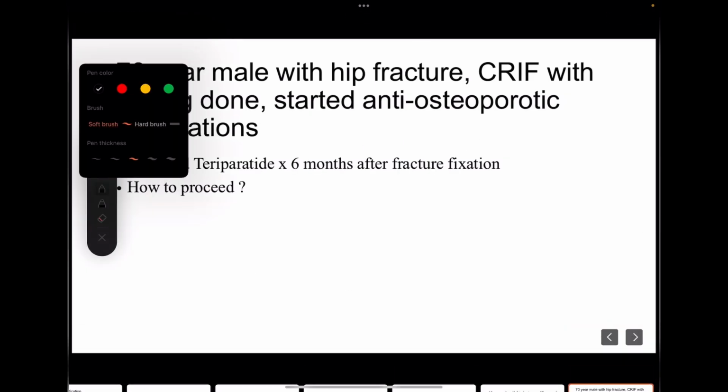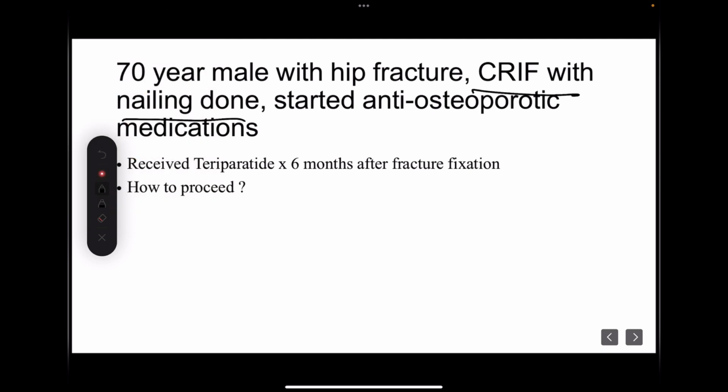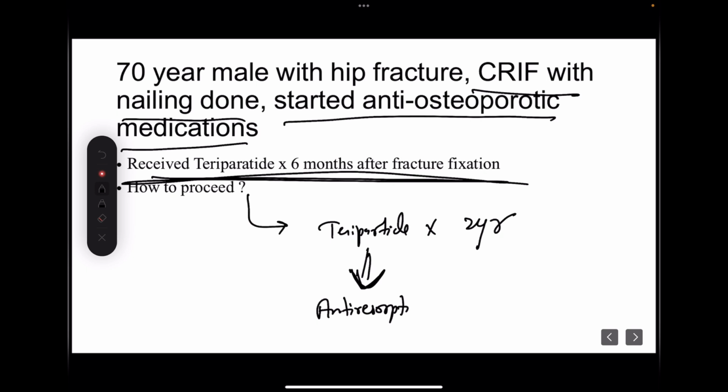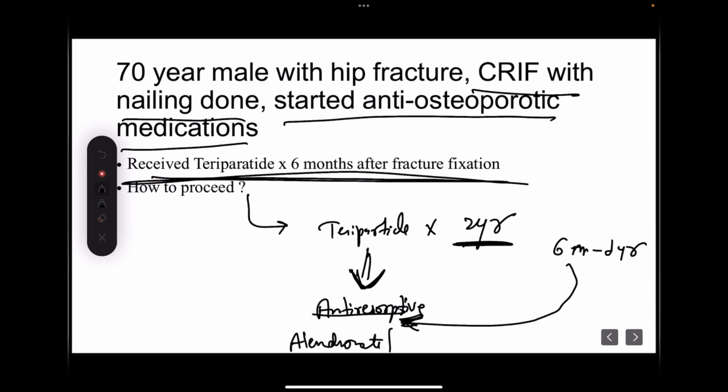A 70-year-old male with a hip fracture, for which surgical management was done, and he is started on anti-osteoporotic medication. We have given teriparatide for 6 months. How to proceed? We can give teriparatide for a maximum of 2 years, after which we have to switch to which agent? Yes, anti-resorptives we can give. Before 2 years also we can switch. If the patient is not high risk and there is stable BMD, then we can continue teriparatide for 6 months to 1 year only. Then also we can switch to anti-resorptives like alendronate or zoledronate.